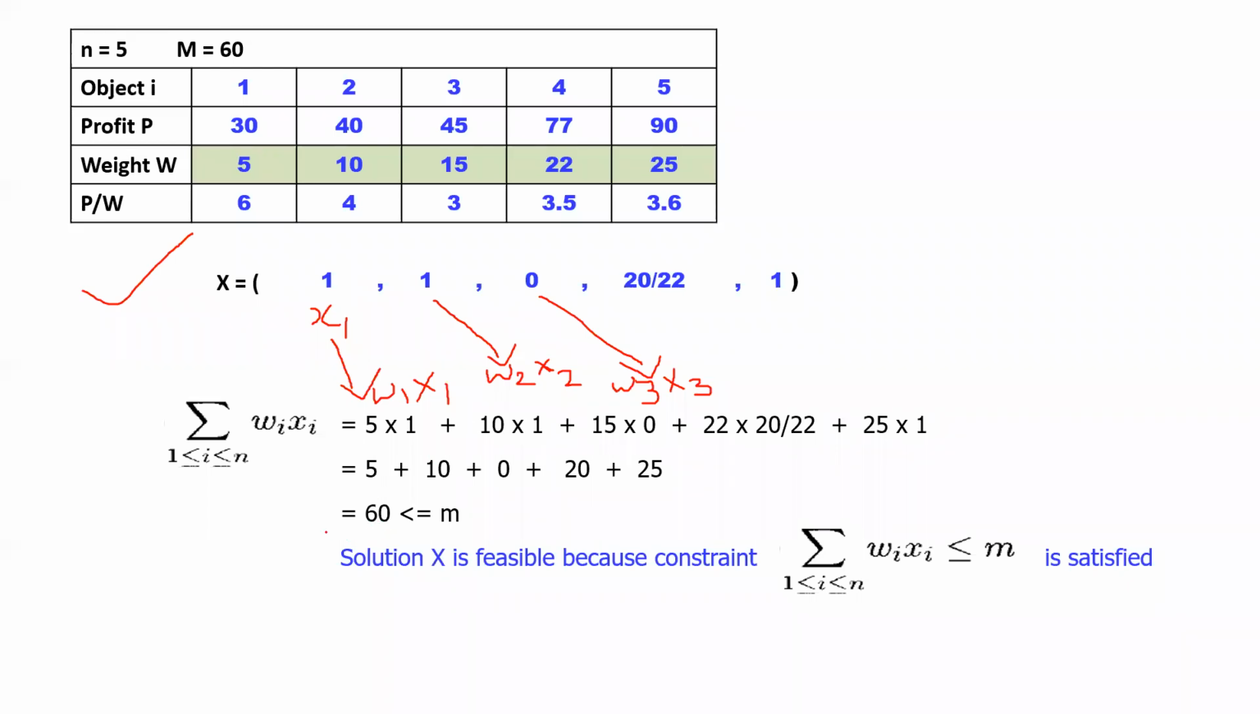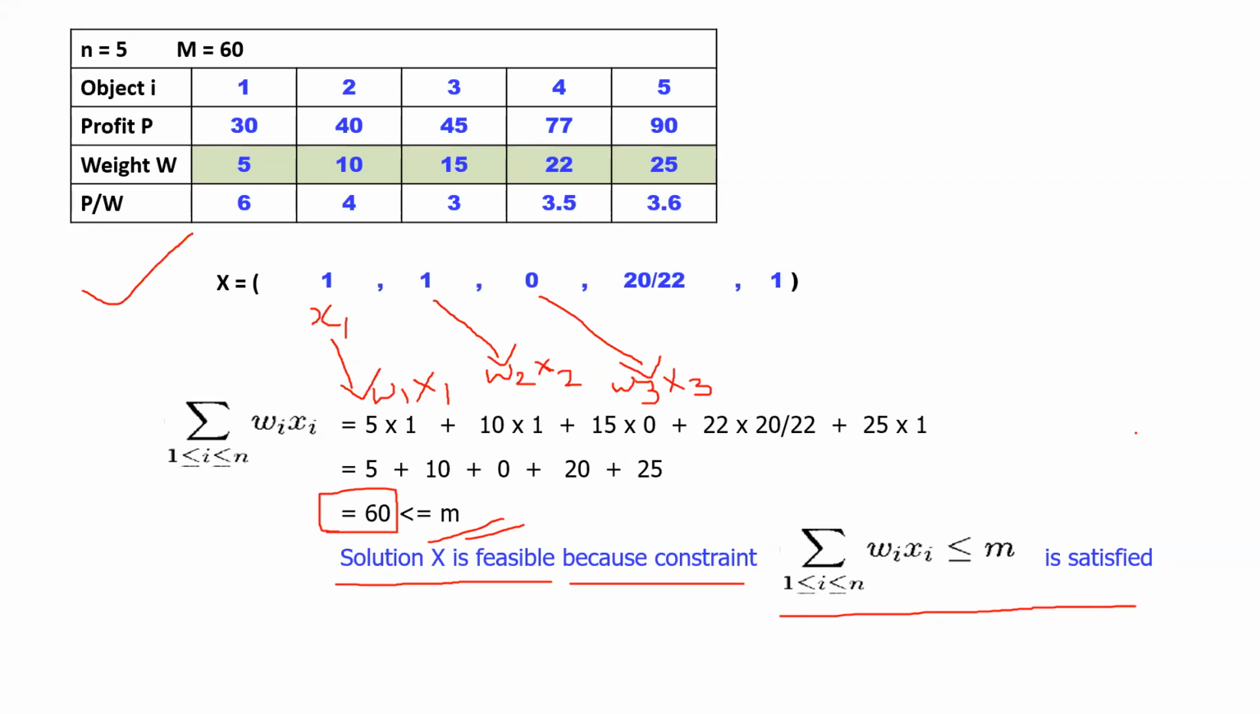Now I have got 60, which is less than or equal to M. The maximum capacity of the bag is M. So the given constraint is satisfied by the solution vector. So the solution vector X that I have produced by applying the greedy approach is feasible because the maximum weight constraint of the bag is satisfied.